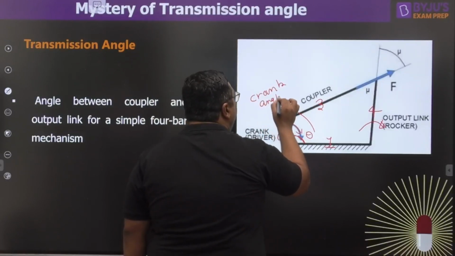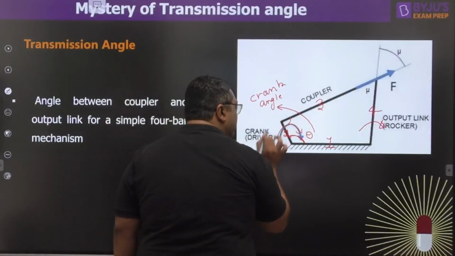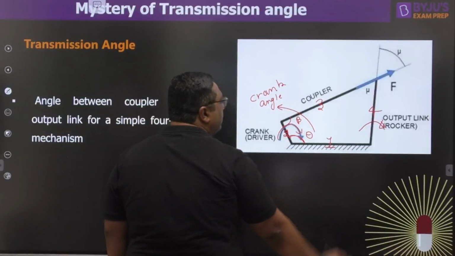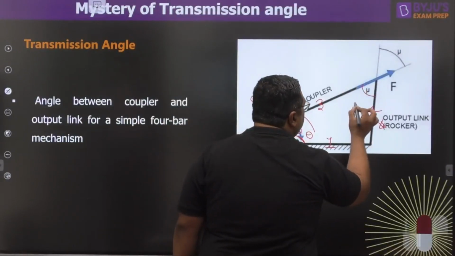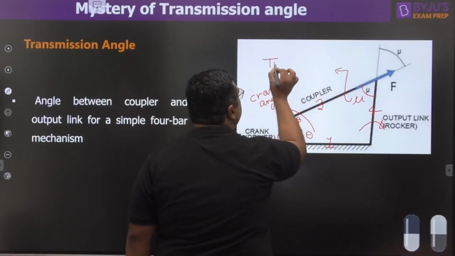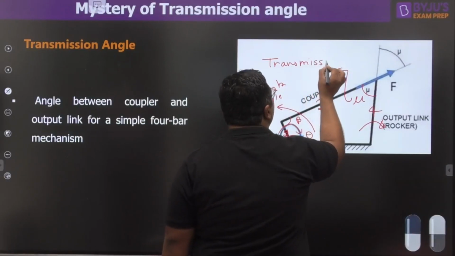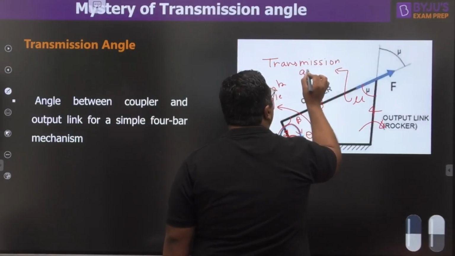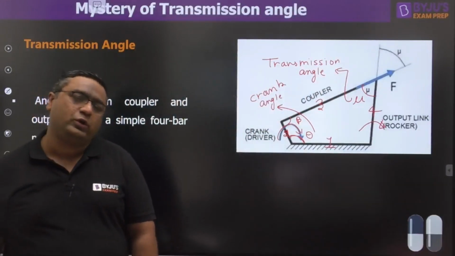And the angle between the crank and the coupler is denoted by beta. The angle between the coupler and the output link is denoted by mu, and this mu is given the name of transmission angle. So this session is related to the transmission angle. And now we get to know the transmission angle is nothing but the angle between the coupler and the output link.